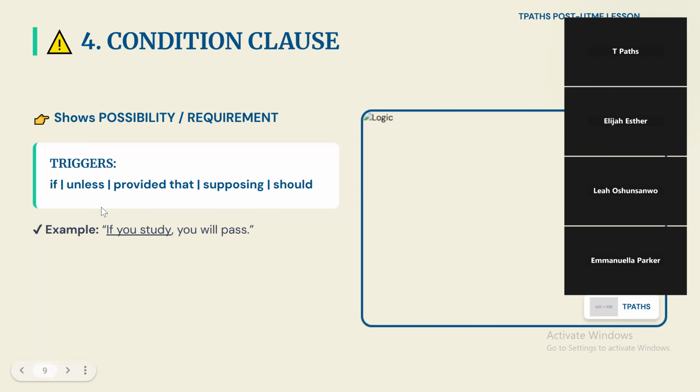So when you come across this trigger word, and you can see that it answers the question, conditional, you know that this is a condition clause. If you have any question, please do not hesitate to drop them on the chat box.